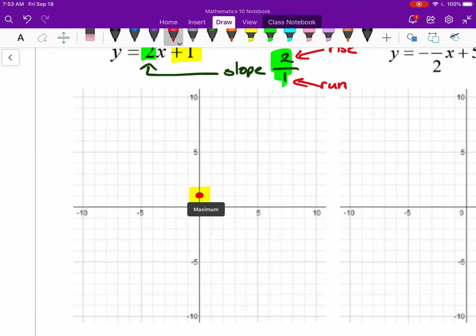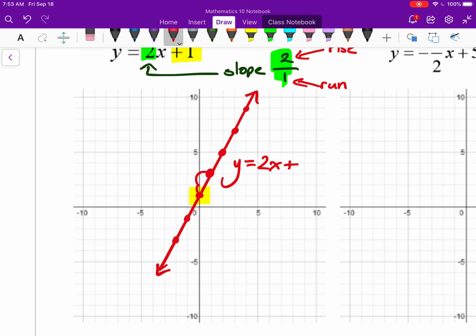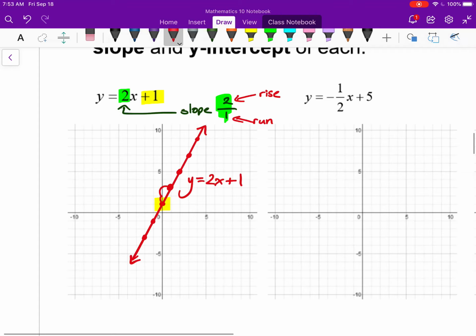So I'm going to look here, I'm going to count up 2 over 1, and I know it goes through that point. And it's a line, so it never changes direction. So it should be pretty easy to continue this pattern visually in either direction. At this point, I've got more than enough dots to make my line, so I'll grab my ruler, draw arrowheads, and there's the equation for the line of y equals 2x plus 1. That's what that line looks like.